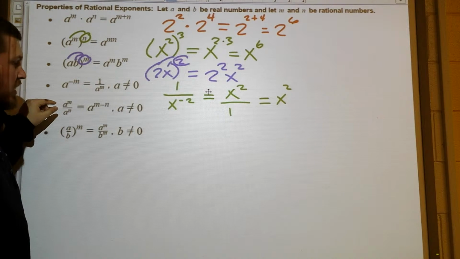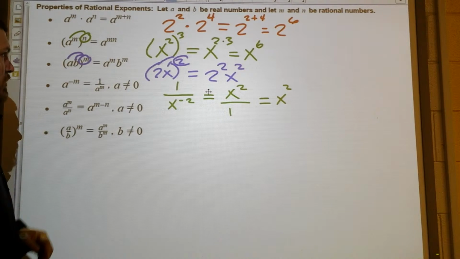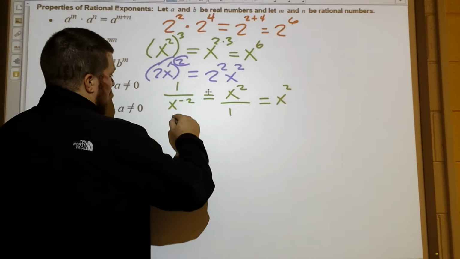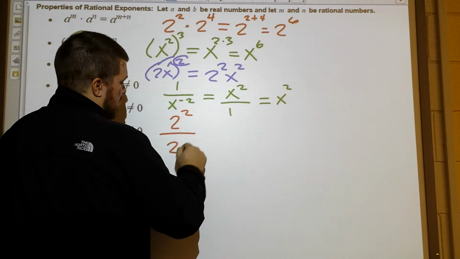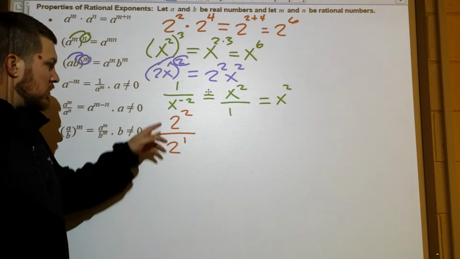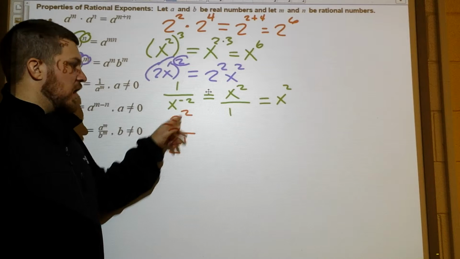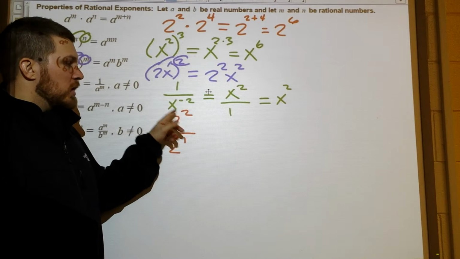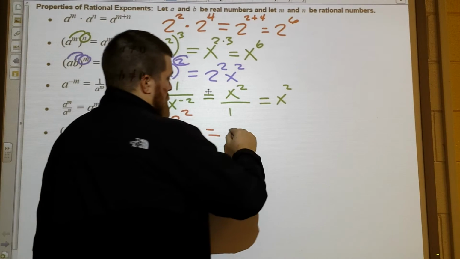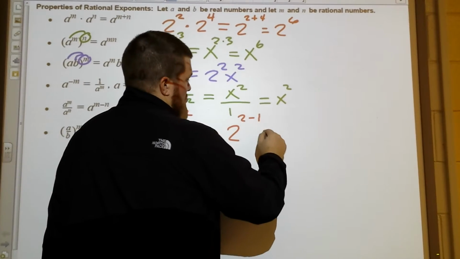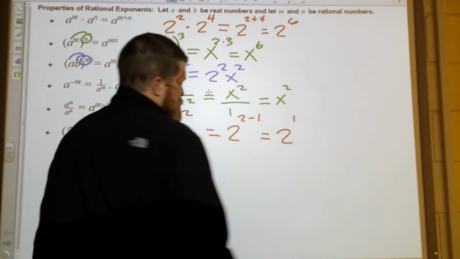If you're dividing the same base, you subtract the powers. So for instance, if I say 2 squared divided by 2 to the 1st, I have the same base and I'm dividing. So what I'm going to do now is subtract the powers. It's always top minus bottom of the power. So 2 to the 2 minus 1 power, which is just 2 to the 1st.